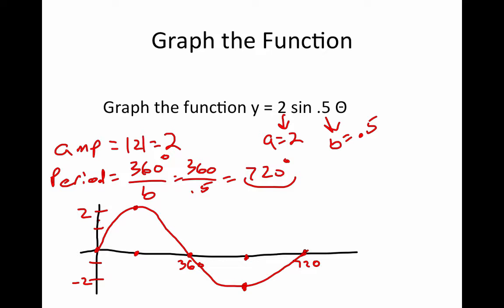And I have an amplitude of 2. I go from my midline. We call this the midline. We'll move that in 12/8. But right now, we're just saying up to +2, down to -2.